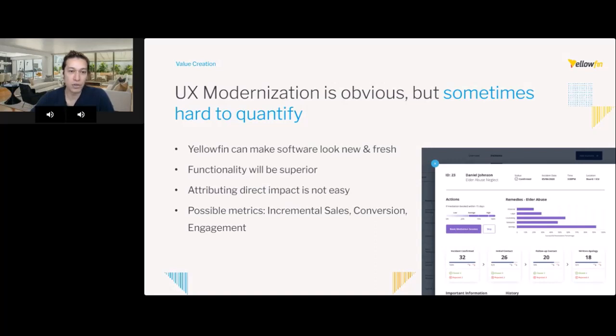These are all valid reasons, but it's very, very difficult to create a business case around this because how do you attribute direct metrics to these types of reasons for using embedded analytics? I mean, you could look at incremental sales, conversion, or engagement, but it's almost a dotted line from those KPIs to your business case for embedded analytics. So not quite as easy. You can do it, but we have seen that it is difficult to make a business case around this.